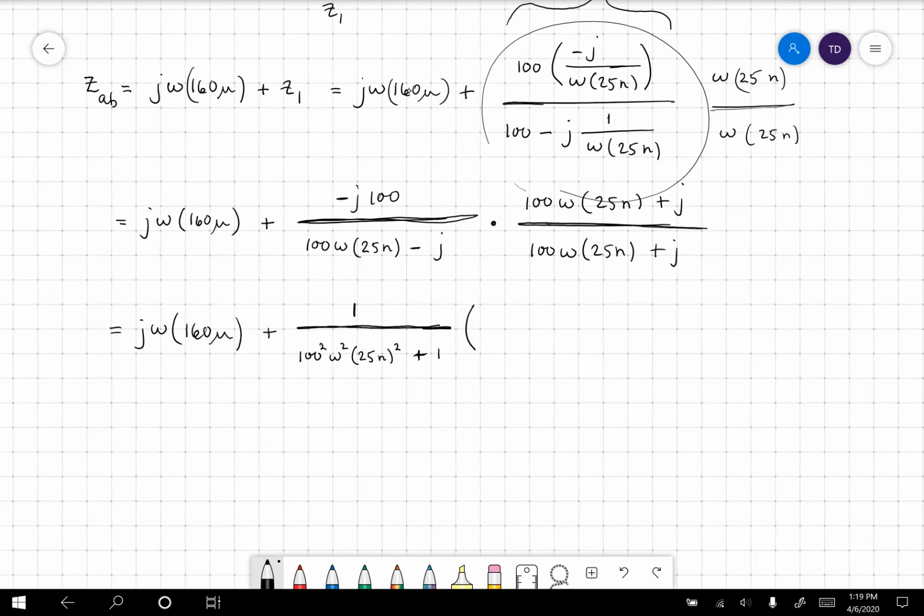Now, that multiplies. First, I have this times a plus J. That's going to give me 100 for the real part. For the imaginary part, I'm going to get minus J, and then I have 100 times 100. That's 100 squared times omega times 25 nano.